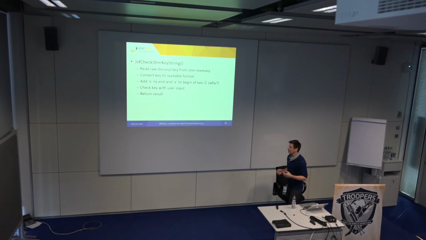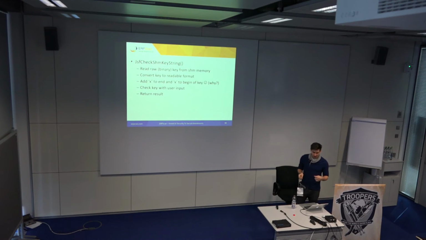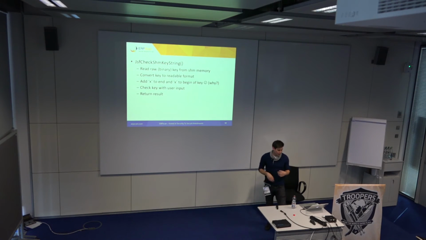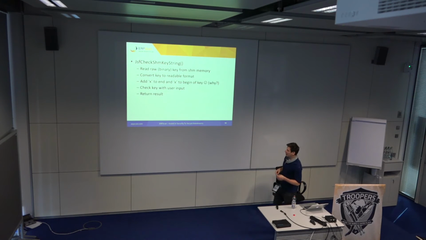First of all, this function reads the raw key, a binary key, from shared memory. After that, this function converts this binary key to a readable format and adds the char X to the end and the beginning of the key. We don't know why, maybe for the correct size. After that, it checks the key against user input, and if everything is okay, access is granted.